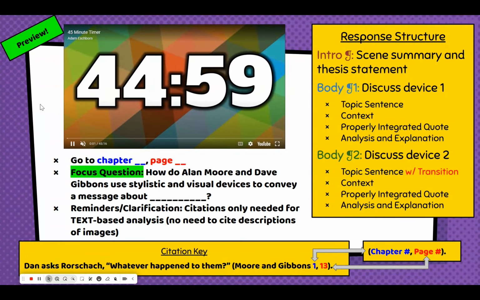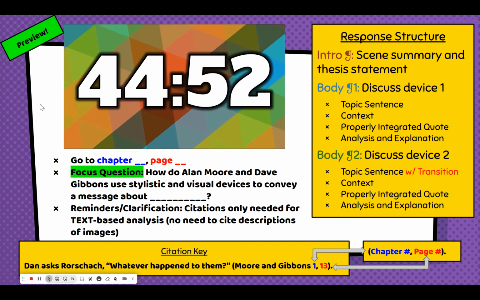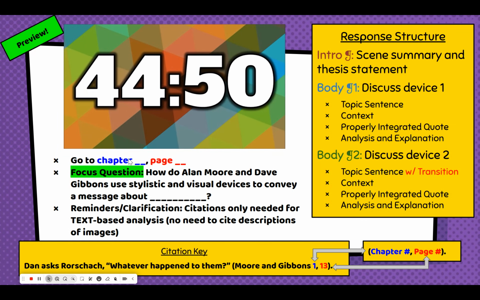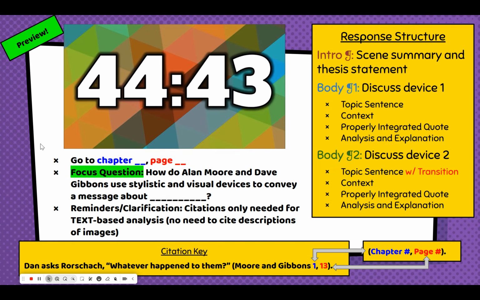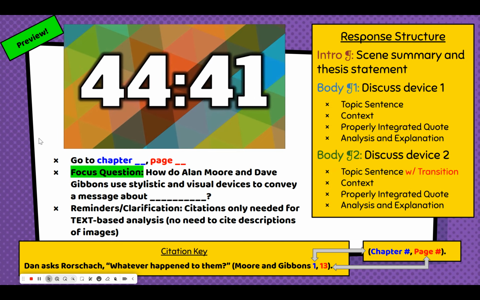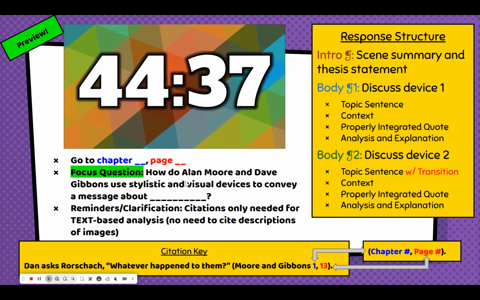This is what your testing screen will look like tomorrow. So when you come in, you'll be getting a random scene from chapters 1, 2, 3, or 4. I'll tell you what chapter it comes from and what page it's on. That way you can open the book and look at it. You will also have a colored printout copy of the passage to work with. You'll also have a focus question. It looks very similar to what you worked on today.